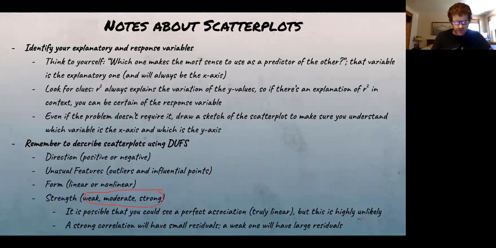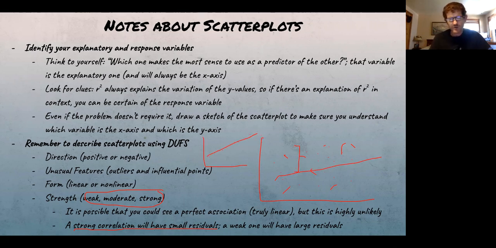So in general, you can just think about it: a strong correlation is going to have small residuals. A weak one will have large residuals. Again, if I make up a scatter plot right here, we can see we're going to have big residuals. But if I had another one right here, these are all small residuals. So this is a strong correlation on the left and a weak correlation on the right. But just to make visible what we're referring to.